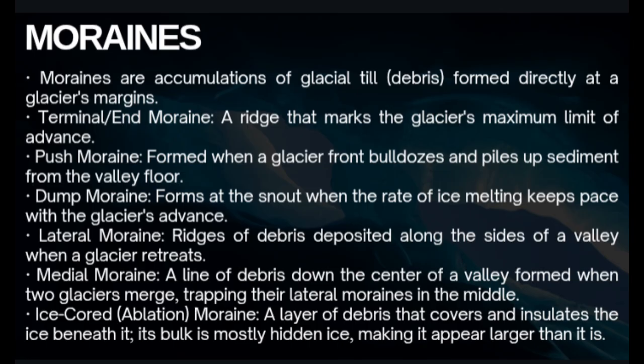Next one is medial moraine, a line of debris down the center of a valley formed when two glaciers merge. They are a clear indicator of glacier convergence and can be seen snaking down the length of the glacier.